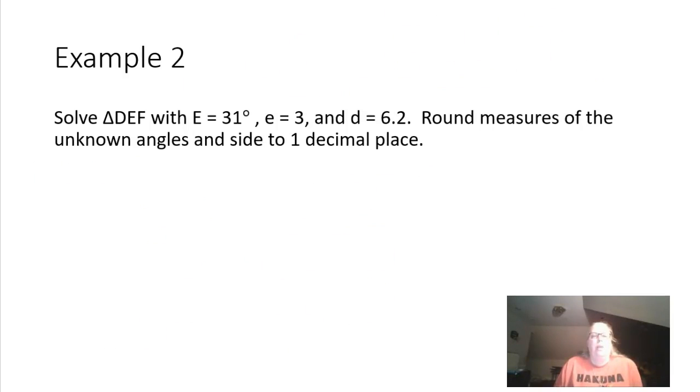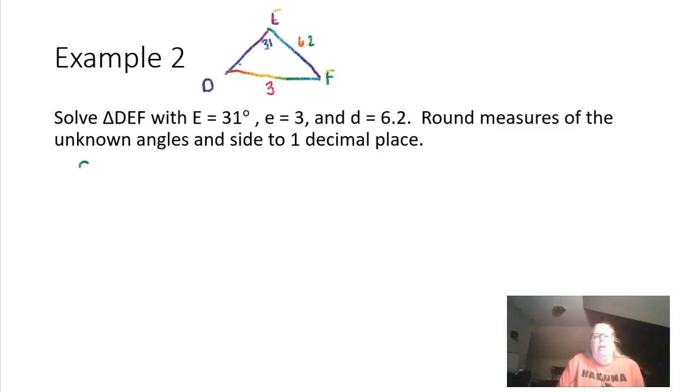Example 2: solve triangle DEF with angle E equal to 31, side e equal to 3, and side d equal to 6.2. Round the measures of unknown angles and sides to 1 decimal place. Again, let's draw our picture and see what our triangle looks like. Here's D and E and F. Angle E is 31, side e is 3, and side d is 6.2. So we have our angle-side-side situation. I'm going to have to figure out what angle D is first, and then we'll have to find out the two parts of F.